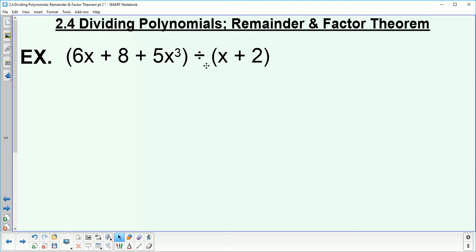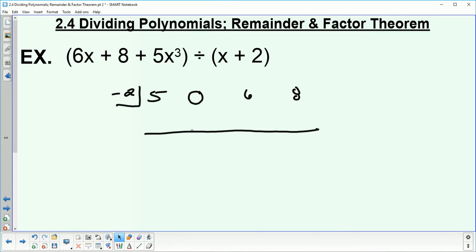First, we write our coefficients in descending order. I have a 5x cubed first, so my coefficient there is a 5. My next coefficient would be a 6, but I need to take into account that there's an x squared term, which we don't have written here, which means we have a 0x squared, so I need to write that 0 in there. We have to have a placeholder for every degree. So x cubed, x squared, then a 6 for x, and an 8 for our constant. I'm going to write my c value over here. Remember, c has to be opposite, so if this is plus 2, this is actually negative 2. And I'm going to write a line down here on the bottom, so we can start simplifying.